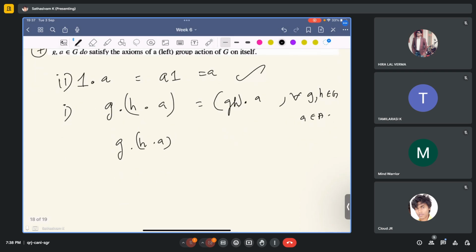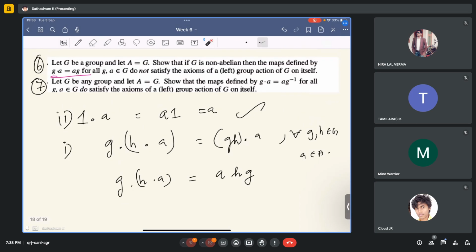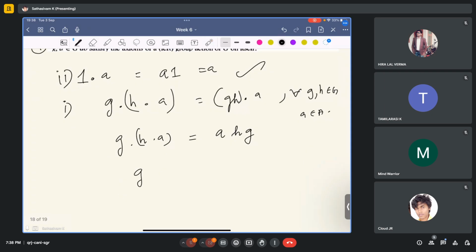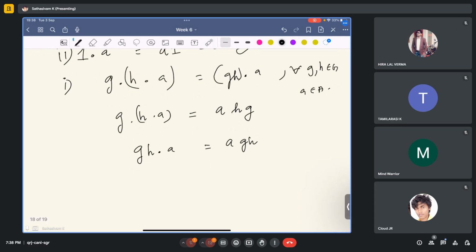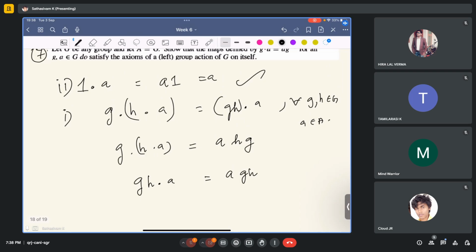Okay, so what is this? This is nothing but A H G. Okay, so you can see it here. So what is GH dot A? This is nothing but A GH. Okay. So now that you observe it, let's try to formally prove that.